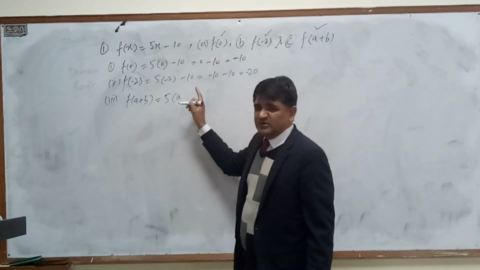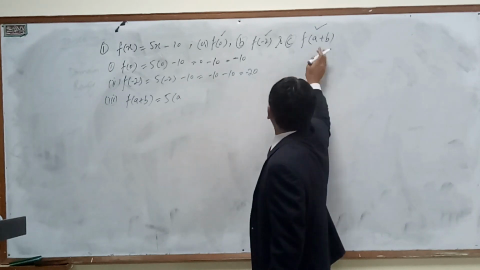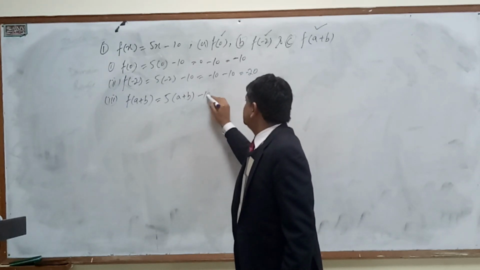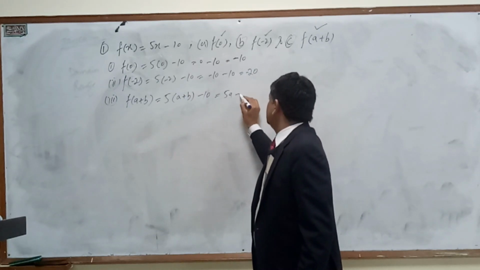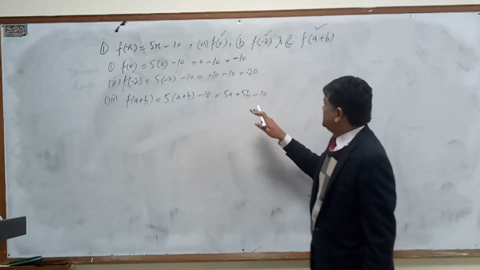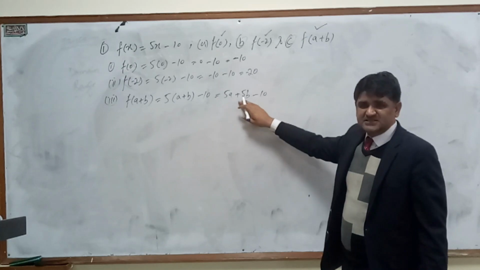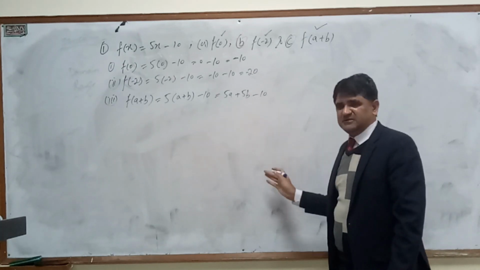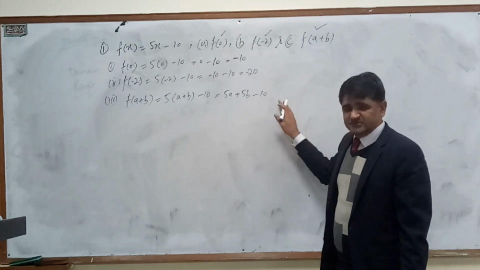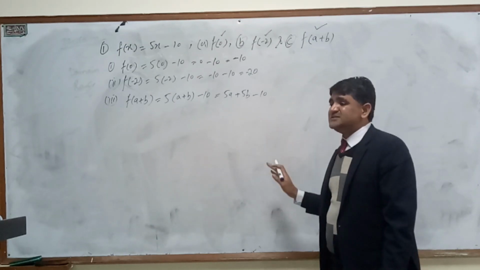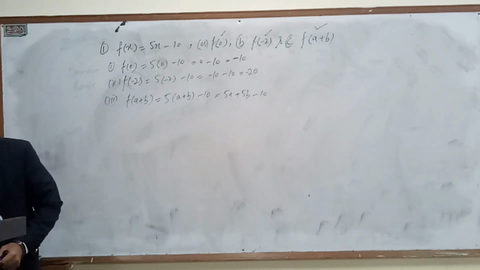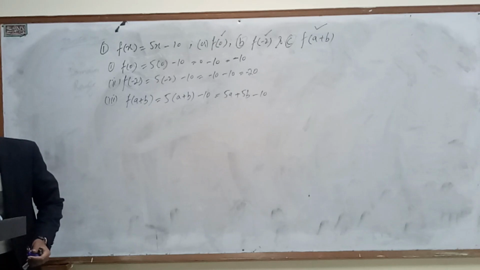We are placing the value of x as a plus b, minus 10, which is equal to 5a plus 5b minus 10. So we can simplify the question till that, and if we have the values of a and b, then we can further simplify, and we can leave the question here. Questions number 1 to 16 deal with the same approach. If you want, we can solve any of the questions.